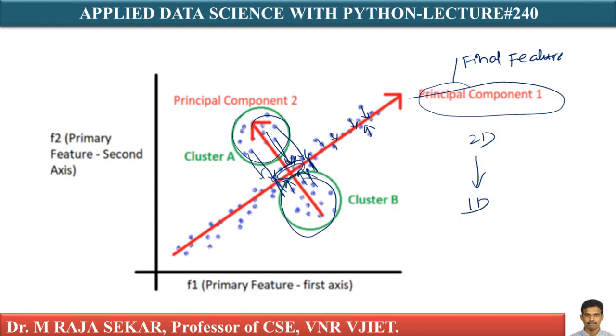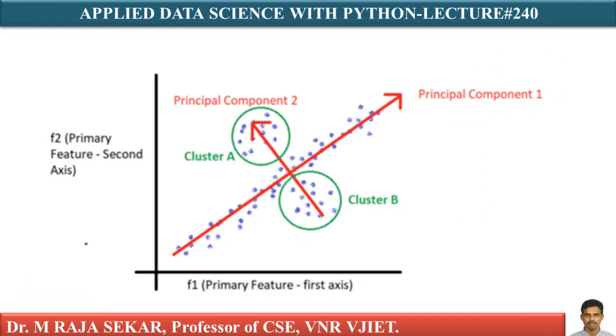The data points of the clusters are projected onto principal component 1 and superimpose on each other, so we lose information. Cluster A points and cluster B points are projected in the same region, and you cannot separate them. That is one of the drawbacks of PCA, which I discussed many times. As it is important, I am repeating it again and again.